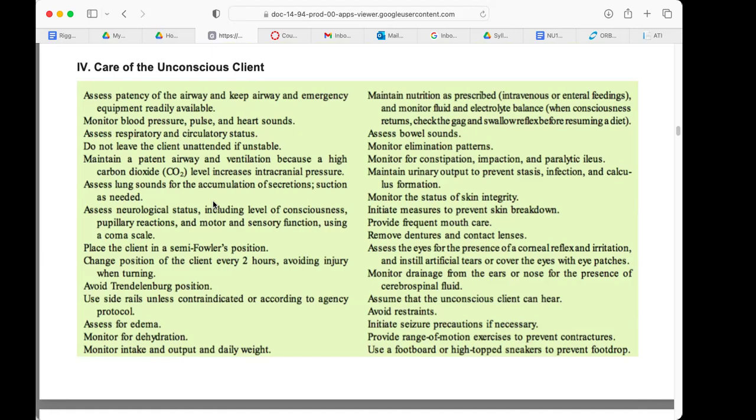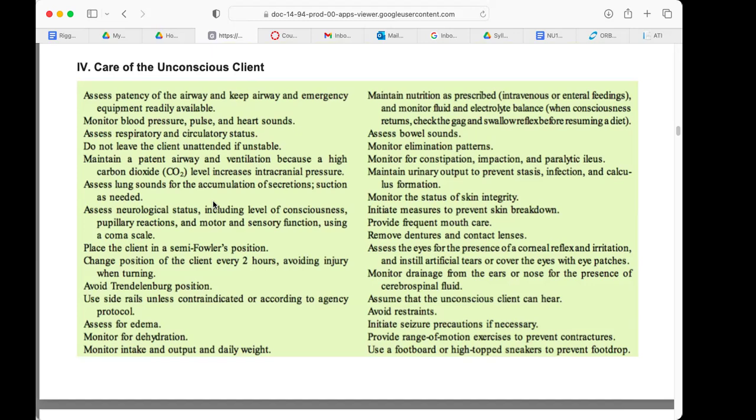So maintain nutrition as prescribed. Again, it can be IV like TPN, or it can be enteral feedings like an NG tube feeding. Monitor fluid and electrolyte balance. Fluid balance, that's your blood pressure, your urine output, your skin turgor. The electrolyte balance, that's monitoring their labs every morning or evening, depending on your shift.